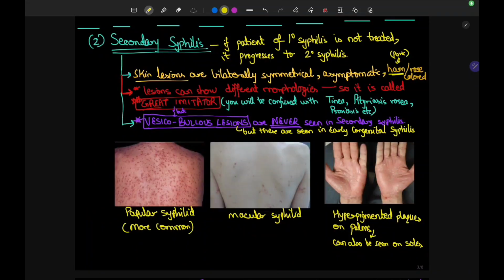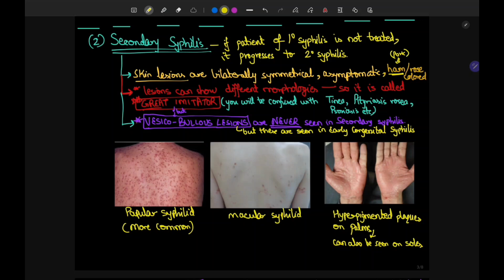Let's come to secondary syphilis. If the patient of primary syphilis is not treated, it progresses to secondary syphilis. Now the skin lesions are seen here, which are bilaterally symmetrical, asymptomatic, and ham or rose colored. The lesions can show different morphologies, so it's called a great imitator.